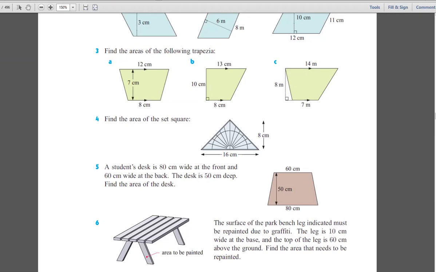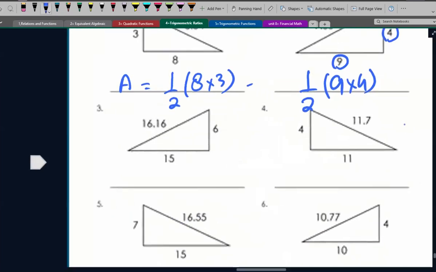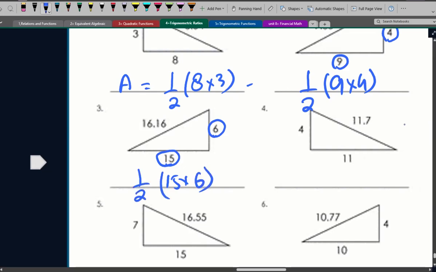Okay. So just multiply the base. Just say base multiplied by height divided by 2. It's going to be 9 multiplied by 4 divided by 2. It would be base 15 multiplied by height 6. So 15 multiplied by height divided by 2. So you can say 15 multiplied by 6 divided by 2.